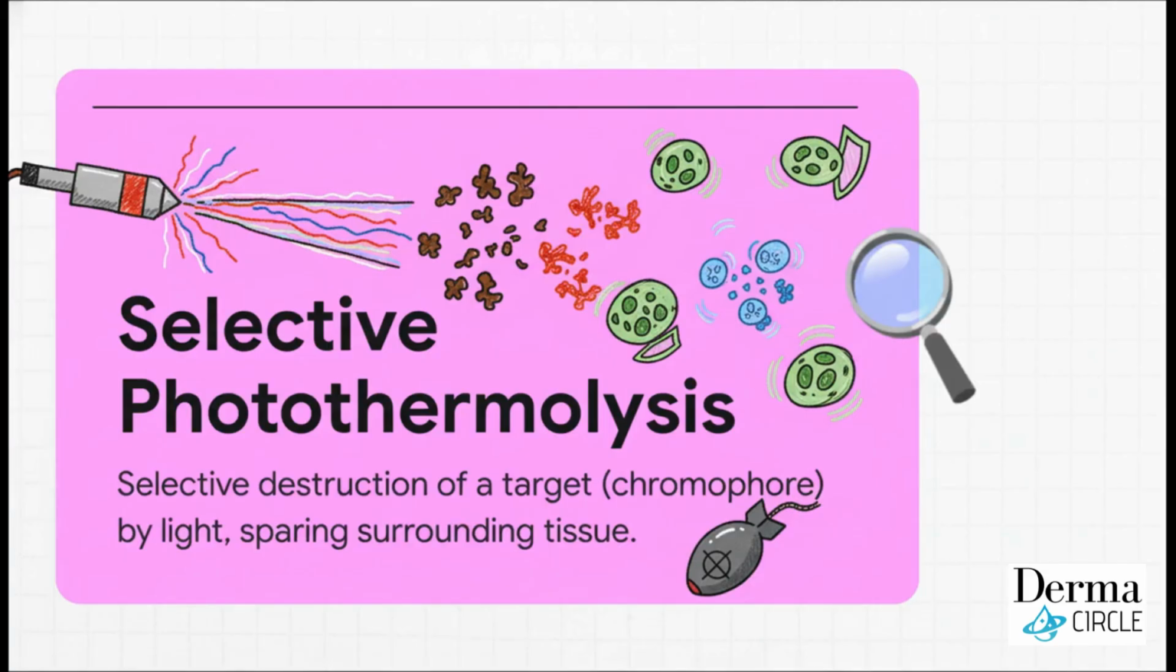It means we can use a very specific wavelength of light to hit a specific target, a chromophore, in the skin. Think of it like a smart bomb. We can precisely destroy melanin for pigment issues, hemoglobin for vascular stuff, or even water for resurfacing, all while leaving the healthy tissue around it totally untouched. If you get this concept, everything else just falls into place.